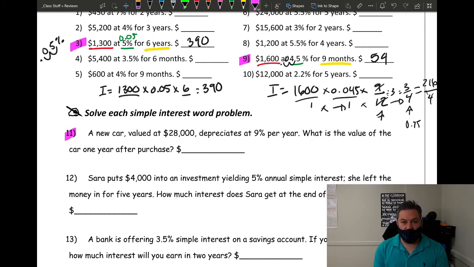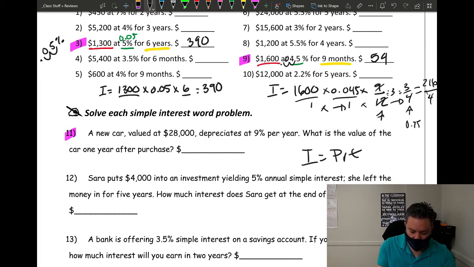So depreciates means to go down. The price of the car is going to go down. In this case, instead of adding, we're going to have to subtract. So this is simple, simple, simple. So all you got to do to find the interest, the interest is going to be whatever is going to depreciate.